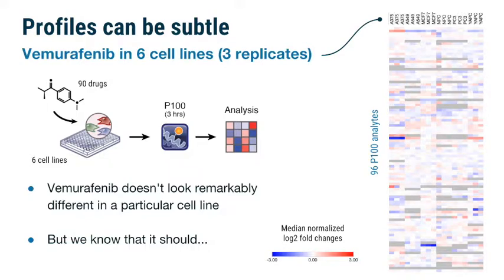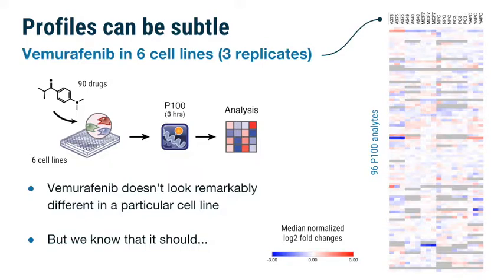So the slide is sort of to motivate an idea I think you're all familiar with, which is that profiles can be subtle. So with these 18 profiles, there are clearly some differences at the analyte level for some of the profiles. Some things really stand out, but it might not be obvious that one of these cell lines should have very different behavior than the other cell lines when treated with Vemurafenib.